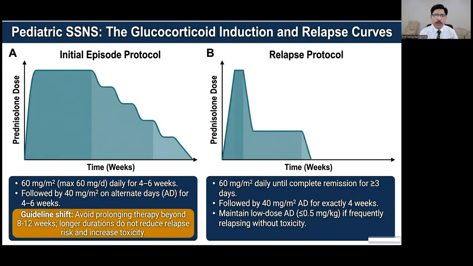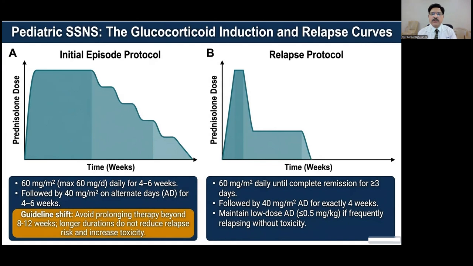Guideline shift, avoid prolonging therapy beyond 8 to 12 weeks. Longer durations do not reduce relapse risk but increase the toxicity. What do you do? Start on 60 milligrams of prednisolone per day, continue for 4 weeks, reduce it stepwise, bring it to 40 milligrams per day on alternate days, up to a maximum of 12 weeks. Beyond that, there's no point in continuing. If you go beyond 12 weeks, it is not going to benefit the patient for relapse, and it is going to increase the toxicity. Relapse protocol, somebody has relapsed, but I can try once more the steroid.